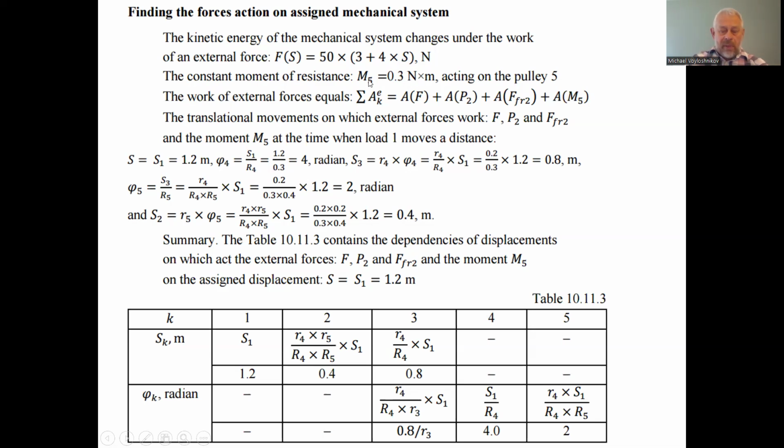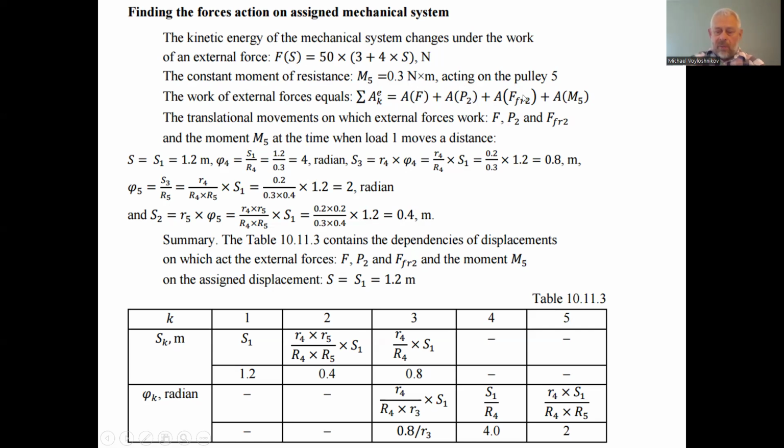The constant moment as well we have is the resistance of the fifth pulley. It is assigned 0.3 Newton meter acting on pulley 5. The work of the external forces we have only of 4 components. The first component is the work of the assigned external force, which is defined by this definite integral. Second is the work of the weight acting on the second load, which has mass and moves along the inclined surface. As I remember, a 45 degrees inclined surface.